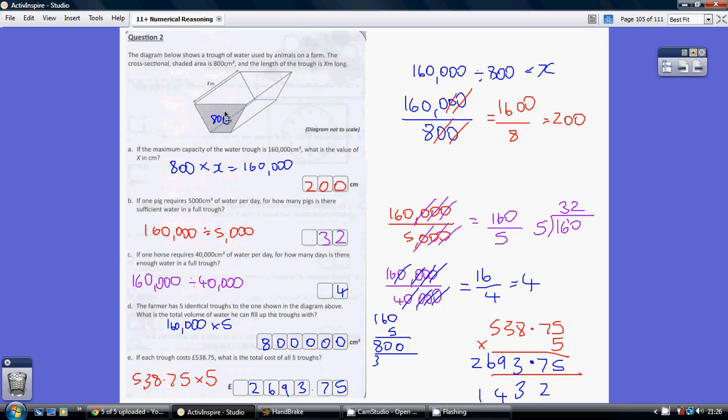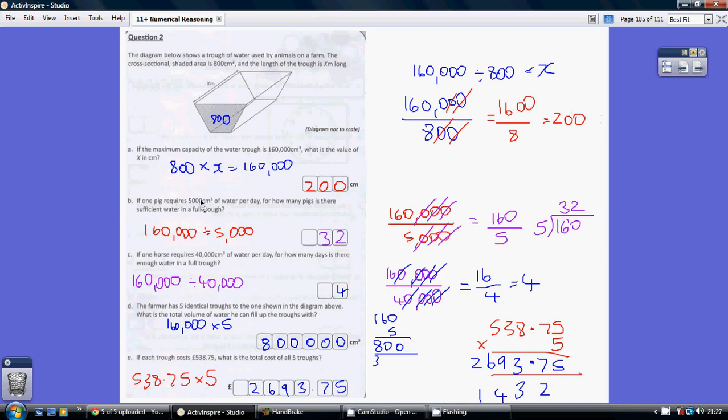So how do you work out the volume of a prism? Well, step one is the area of the end bit, which we are told is 800. And then you multiply this by its depth to get the volume. So we know 800 times x is 160,000, so x is going to be 160,000 divided by 800, which I've done over here, 200.